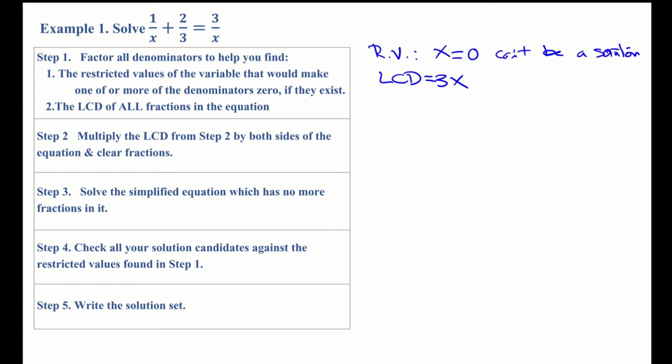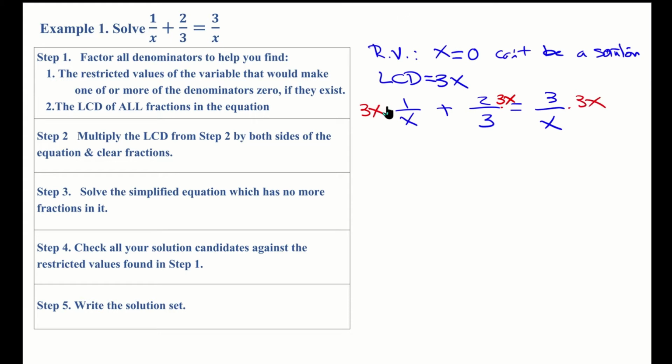So now we're going to take the original equation, write it out, and multiply both sides by the LCD that we just found, by 3x. Now remember, on this side, the 3x is being multiplied by more than one term, so it has to be distributed. So instead of writing parentheses and then doing it in another step, let's save a step and just go ahead and distribute. So we get 3x times 1 over x plus 2/3 times 3x equals 3 over x times 3x.